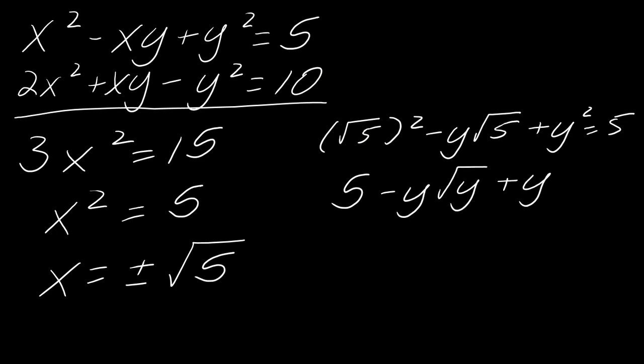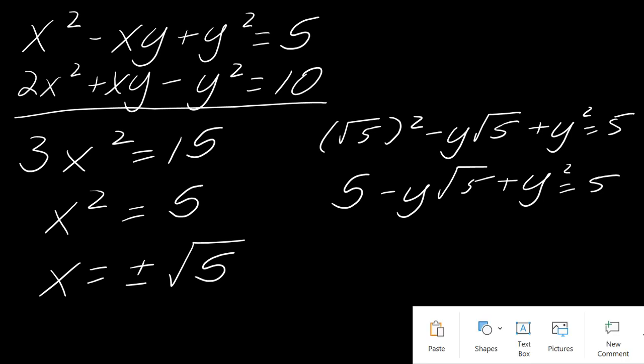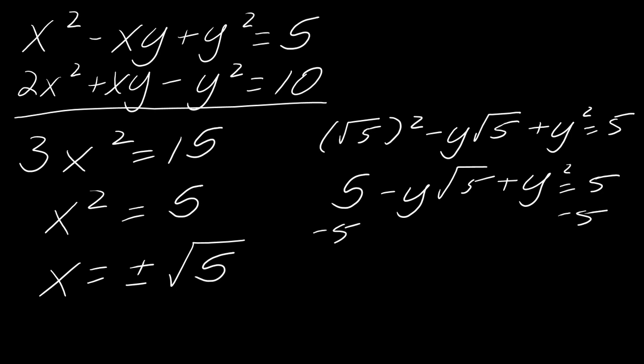And so then let's see. Oops, and this was square root of 5. Sorry, having trouble writing here. Okay, equals 5. Now when I go to solve this, I can subtract off the 5, so I have negative y square root of 5 plus y squared equals 0.